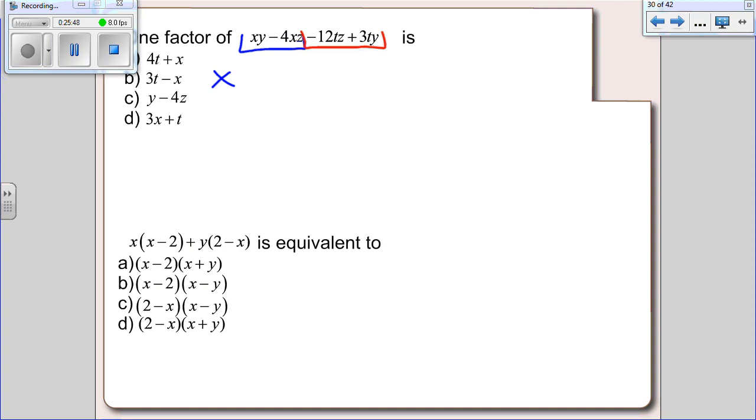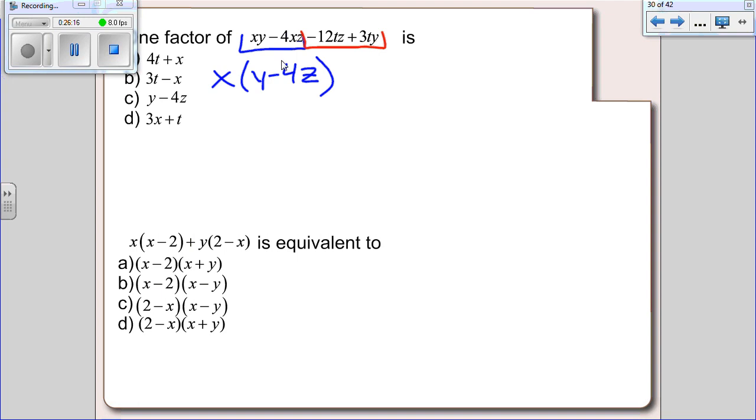And you're left with y minus 4z. So when I take an x away from the blue side, I'm left with a y from the first term and a negative 4z from the second term. That's what's left over when I take out the x. On the red side, it's a little bit harder to GCF the red side because there is a number that can go into both.